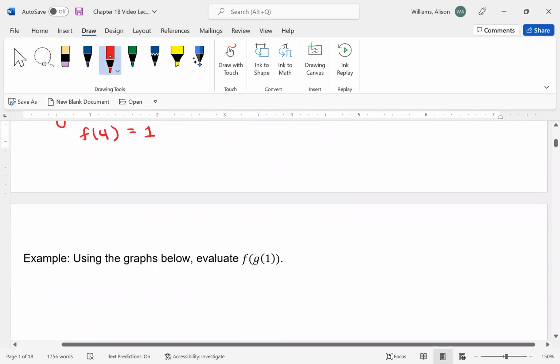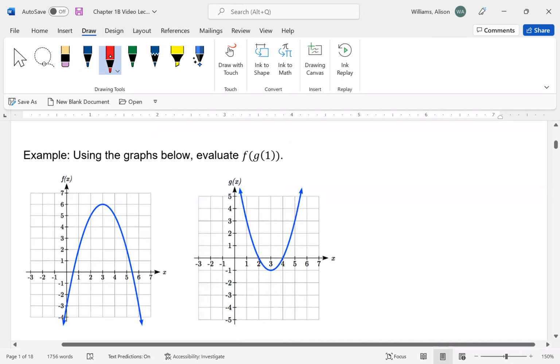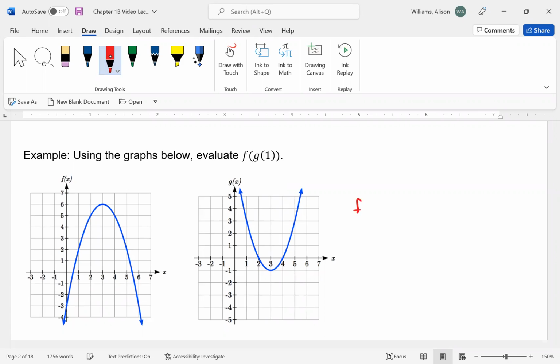Okay, let's do this with a graph. Similar idea, but this time we're actually given the picture for f of x and g of x. So we're being asked to find f of g of 1. In the inside function, I want to find g of 1 here. This is what I want to focus on. Okay, so g of 1.